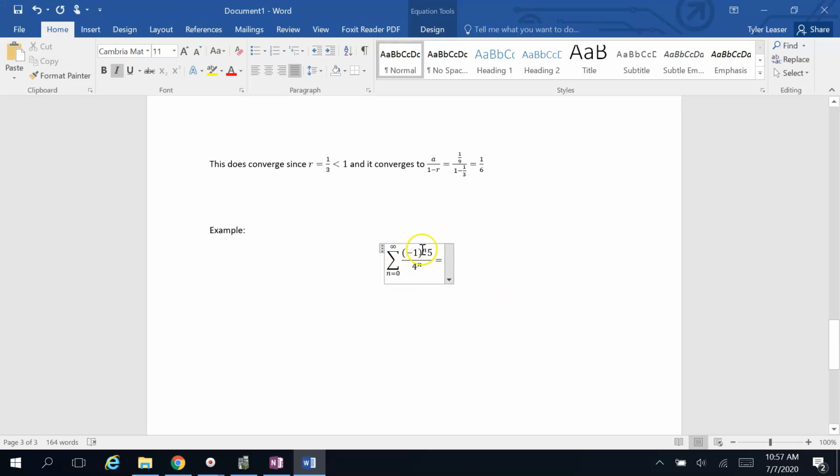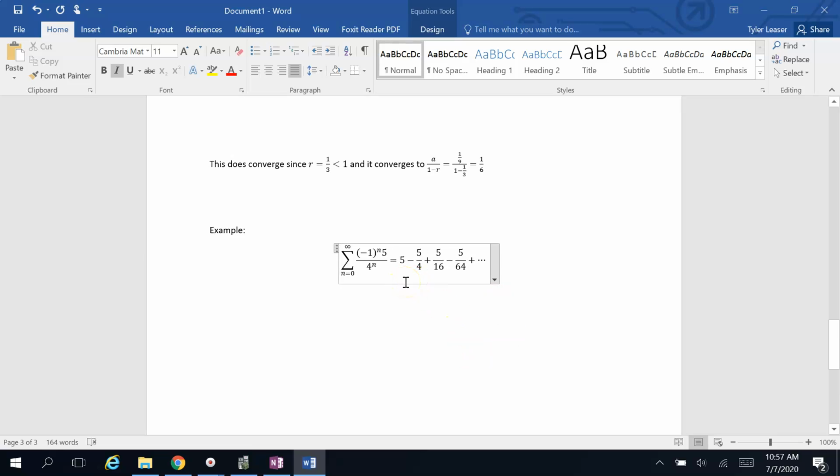If I plug n to be 0 into this, then anything that's raised to the 0 power is just 1, and I'm just going to get a 5. If I plug n to be 1 into this, I'm going to get a negative 1 times 5 over 4, so minus 5/4. If I plug a 2 into it, just to make things a little bit quicker, I get 5/16. If I plug a 3 into it, I get minus 5 over 64, and then it just keeps going forever and ever and ever.